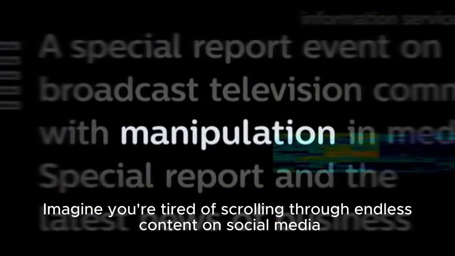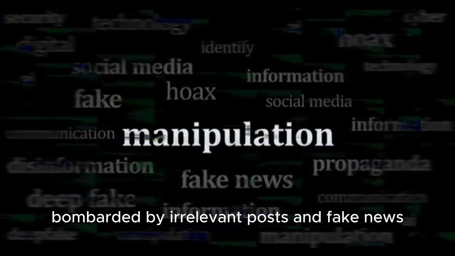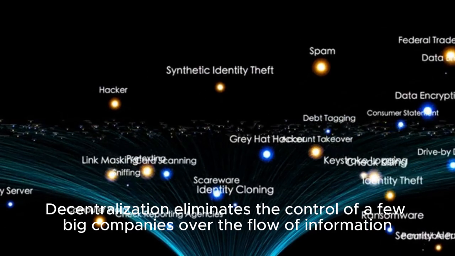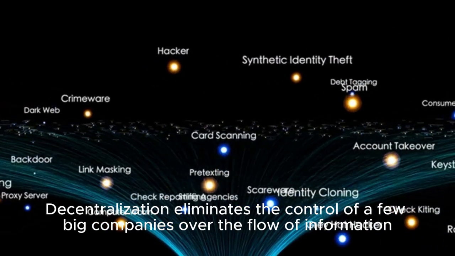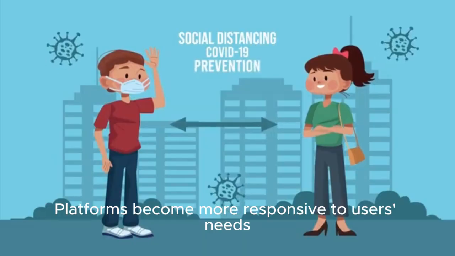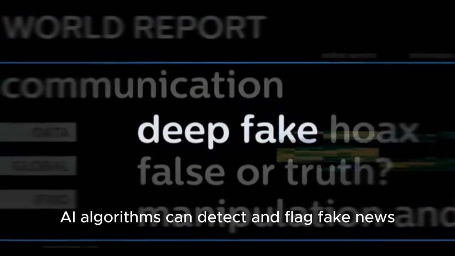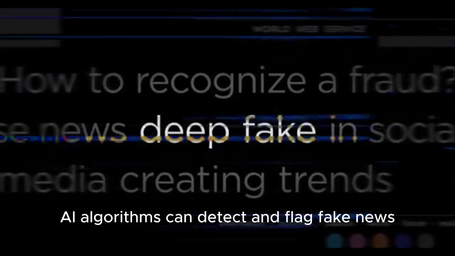Imagine you're tired of scrolling through endless content on social media, bombarded by irrelevant posts and fake news. That's where Web 3.0 comes in. With its decentralized and AI-driven features, it offers a solution. Decentralization eliminates the control of a few big companies over the flow of information. Platforms become more responsive to users' needs, reducing the spread of misinformation. AI algorithms can detect and flag fake news, hate speech, and spam, creating a safer online environment.